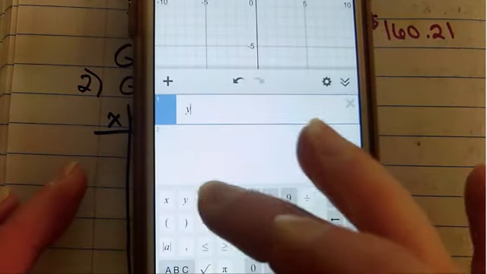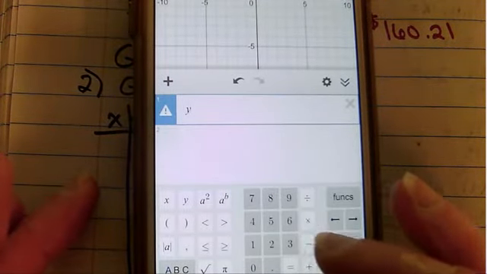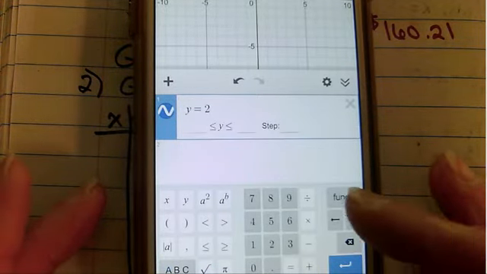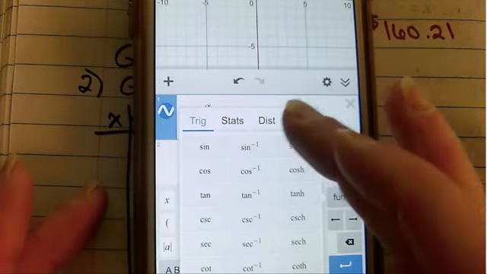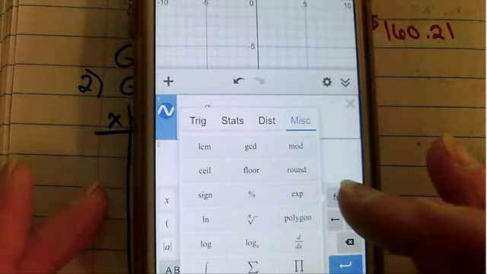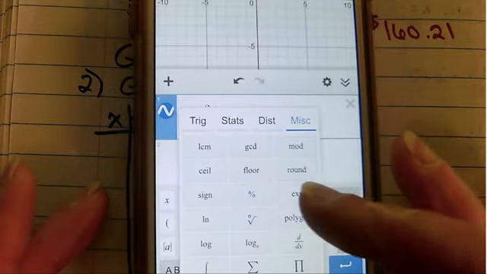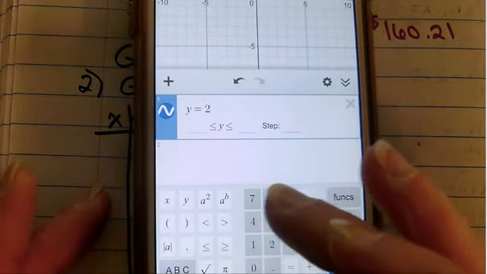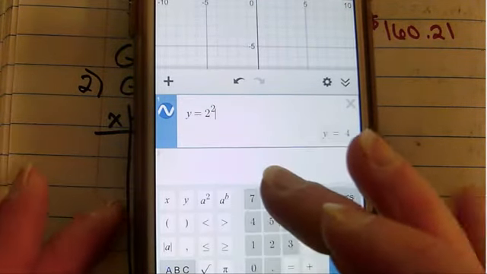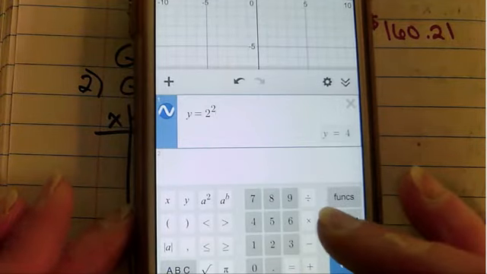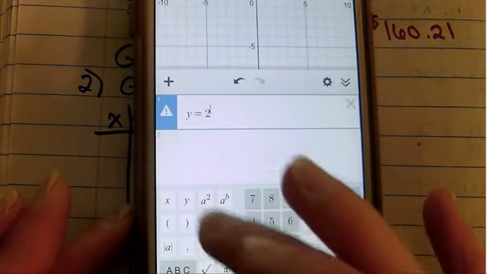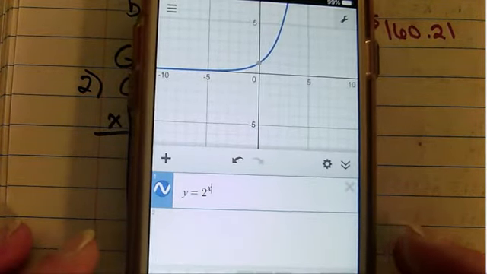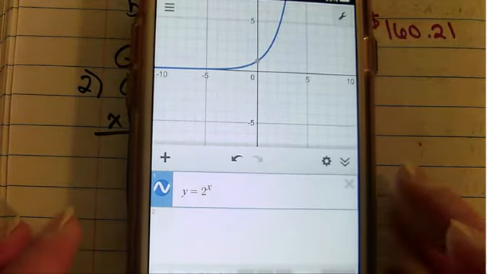So I'm going to do y equals 2. And I wish it had, nope, that's not what I wanted. The little caret button like I have on my calculator, that would be nice, but it doesn't. So I had to go 2 squared, and I'm going to go up here and back arrow and change that to the x. And we get this graph. If you remember, that's an exponential graph.